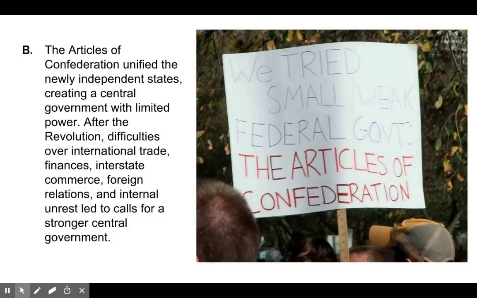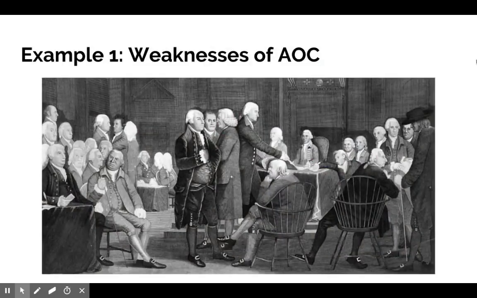The Articles of Confederation unified the newly independent states, creating a central government with limited power. After the Revolution, difficulties over international trade, finances, interstate commerce, foreign relations, and internal unrest led to calls for a stronger central government. So let's talk about the Articles of Confederation first. They were pretty weak. There was a weak unicameral legislature, a one-house legislature, with no power to tax, draft military, or regulate trade. There was a complete lack of a judicial and executive branch.